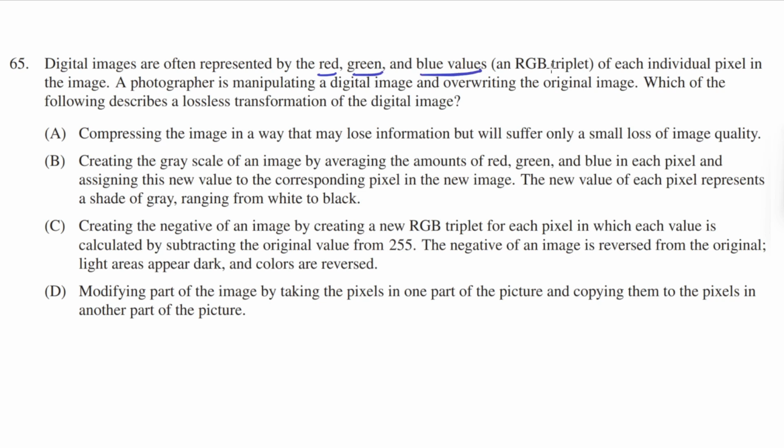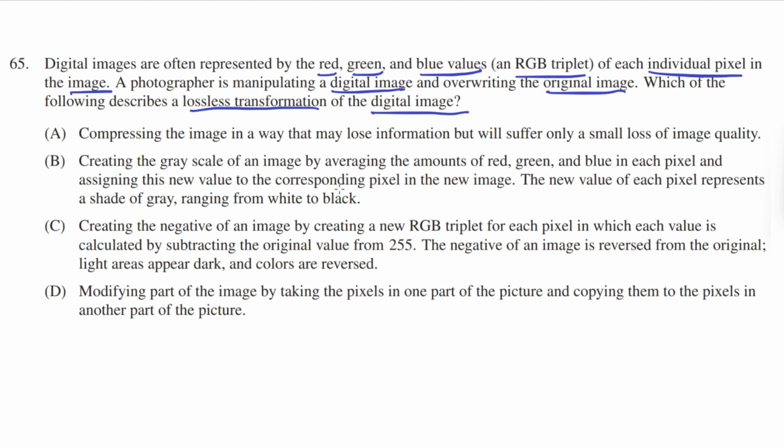green, and blue values, an RGB triplet, of each individual pixel in the image. A photographer is manipulating a digital image and overriding the original image. Which of the following describes a lossless transformation of the digital image?